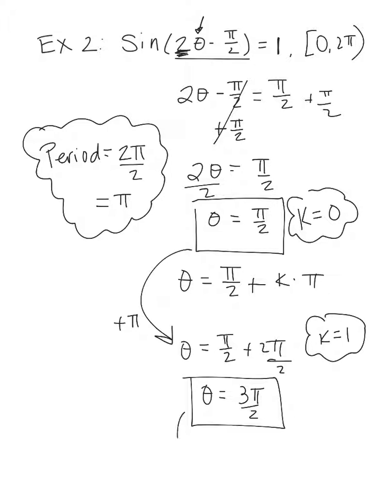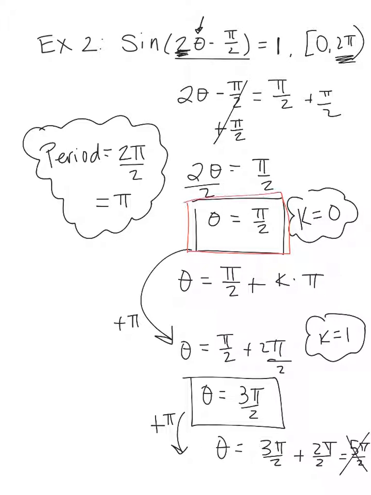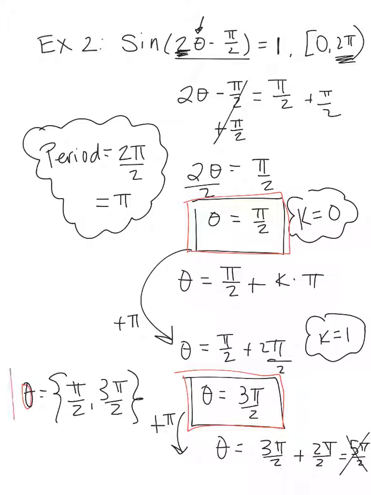And if I tried to add another pi, I would get 3 pi over 2 plus 2 pi over 2, which is 5 pi over 2, too big. That is outside of my interval. So I get to stop. I just have pi over 2 and 3 pi over 2. And that is all of them. All right, so my theta, if I want to put it in set notation, is theta equals the set of pi over 2 and 3 pi over 2. And that is that, done and done.